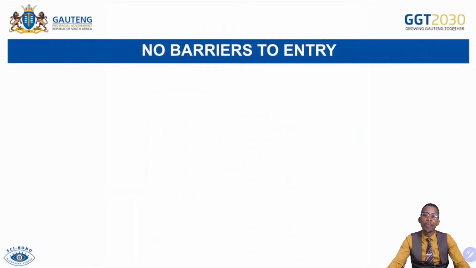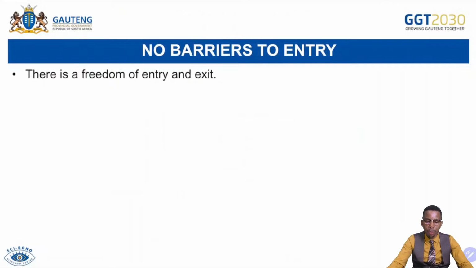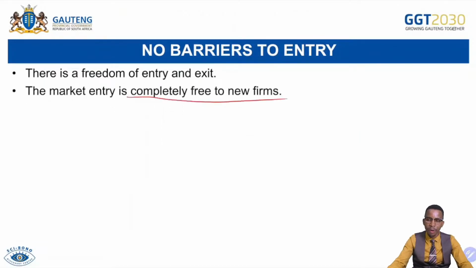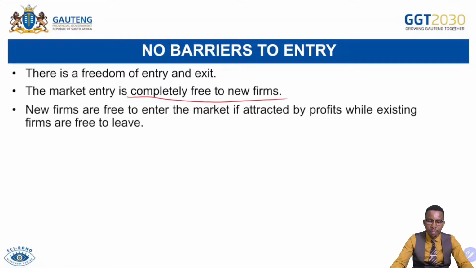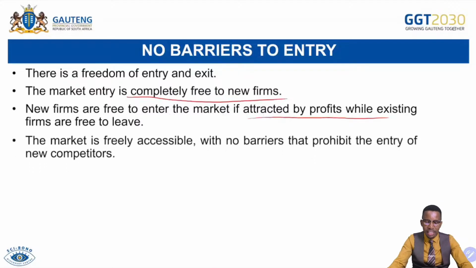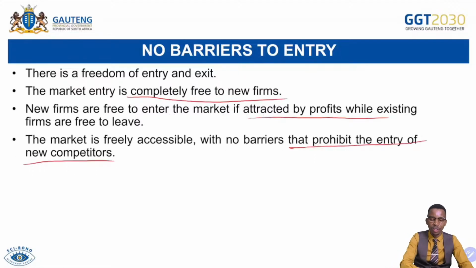Also, there are no barriers to entry. There are no predetermined restrictions to block the entry of new businesses. That's why we said the market entry is completely free to new firms and the exit is also free to existing firms. There is freedom of entry and exit under perfect market. New firms are free to enter the market if attracted by profit, while existing firms are free to leave the market. The market is freely accessible with no barriers that prohibit the entry of new businesses or competitors.